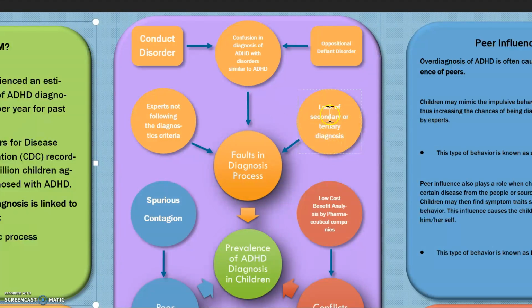A lot of these experts are only diagnosing these children once or twice, and then that's it. They get their definite diagnosis. This needs to be repeated more often. More diagnosis. There is also confusion with diagnosis of ADHD with other similar disorders, such as conduct disorder or oppositional defiant disorder. Okay?